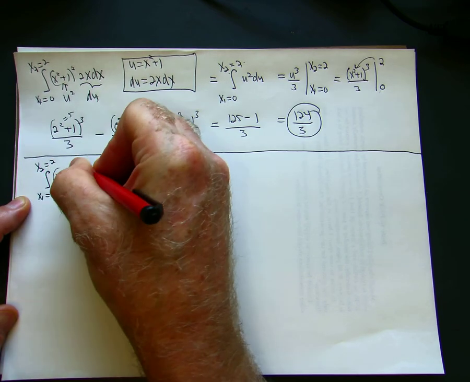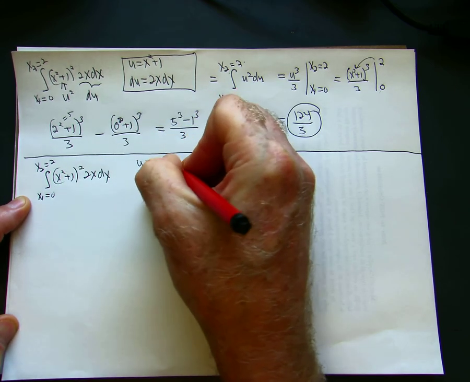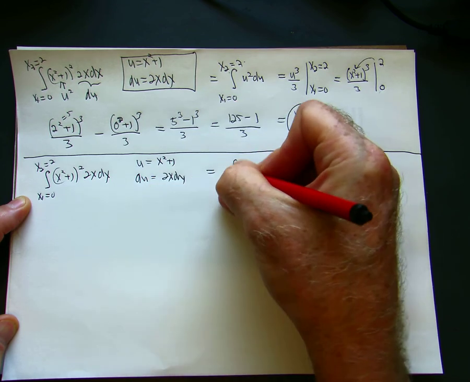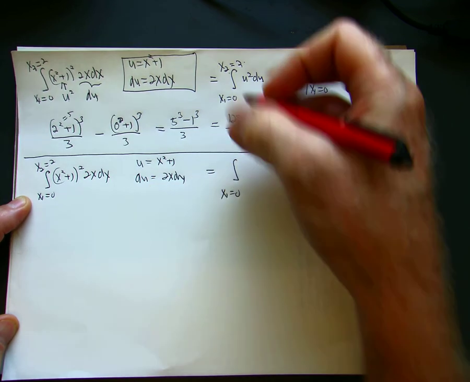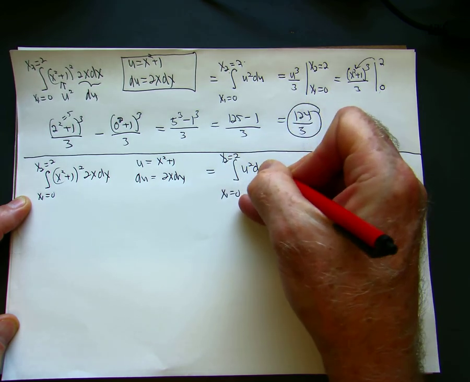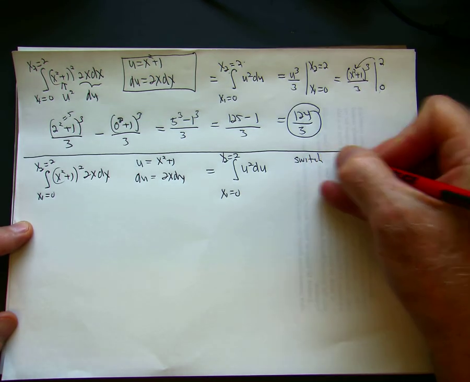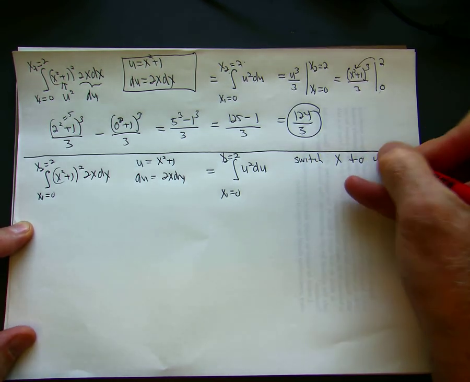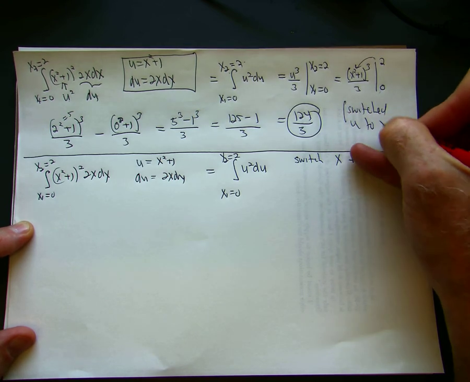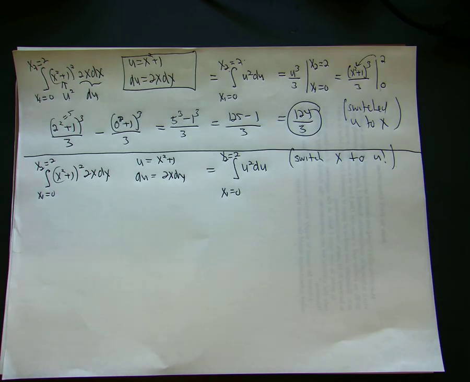And obviously, when I do my u sub, I'm going to get in the same place as I did right here. Now, I'm going to do something different. I'm going to switch my x's to u's. Here, I switched u to x. So it's the same thing. I'm going to get to the same place by going opposite routes. So let's see what I mean by that.